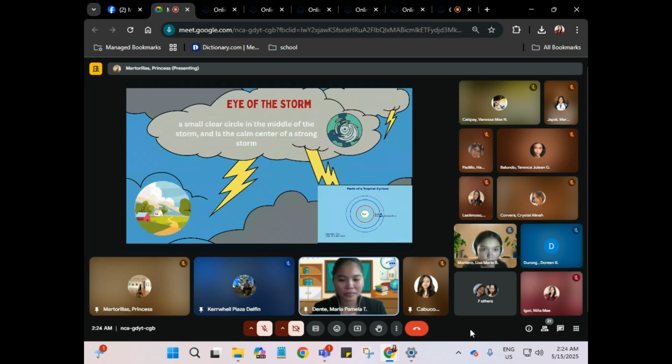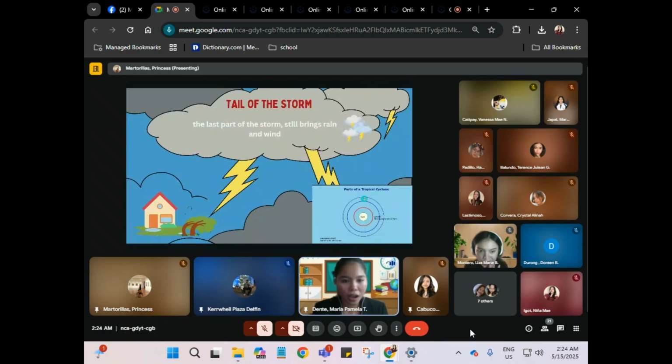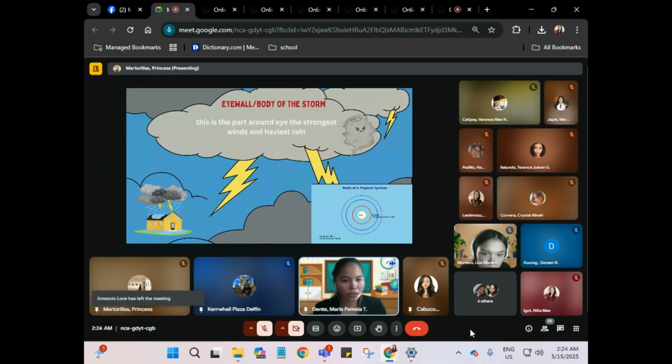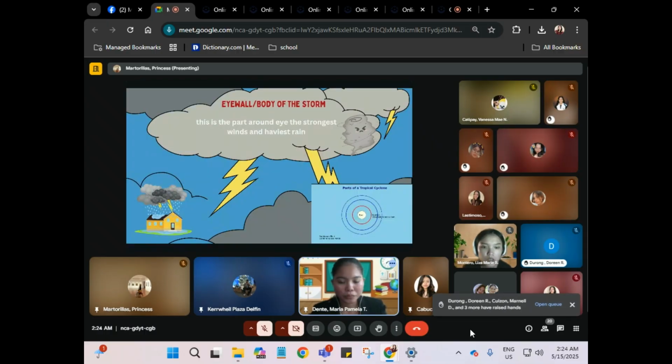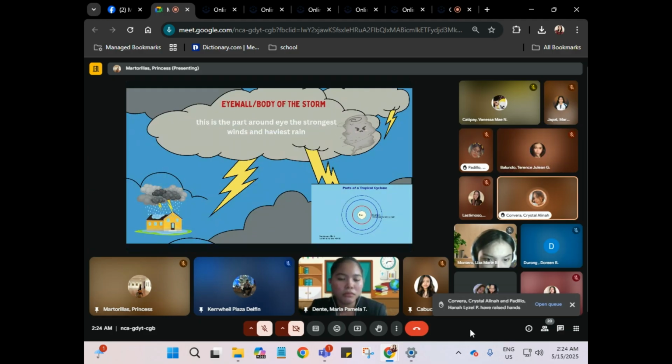So next, we have, next slide, teacher. Yes, we have the previous. Go back, teacher. The eye wall. Yes, that one. Who wants to read? Okay, can I have Corvera? Eye wall or body of the storm. This is the part around the eye of the storm, with the strongest winds and the heaviest rain. Okay, very good. So this is the area that surrounds the eye. It is the most dangerous part of the storm. The strongest winds, heaviest rain, and loudest thunder are found here. If you hear loud whistling winds and see trees bending, you're likely experiencing the eye wall, class.